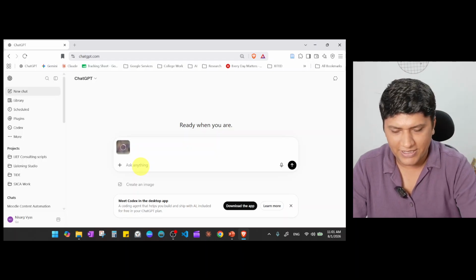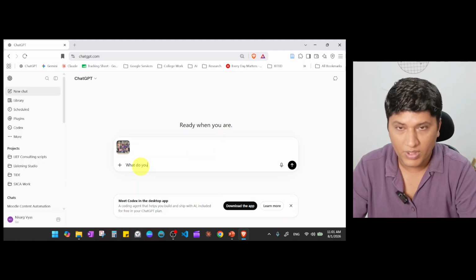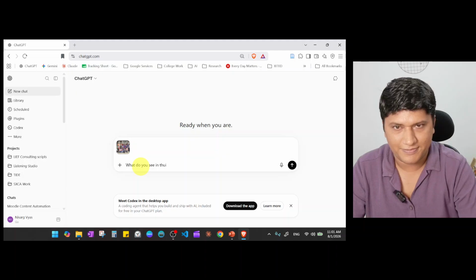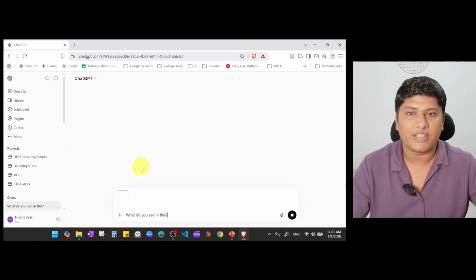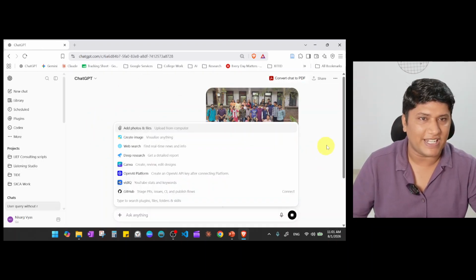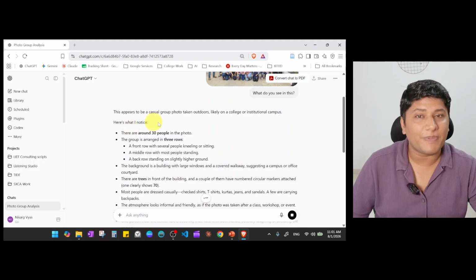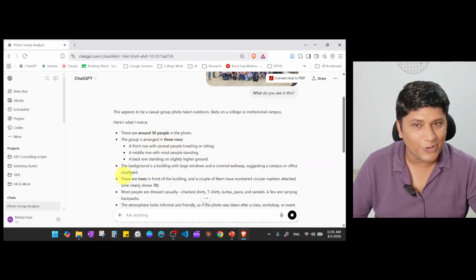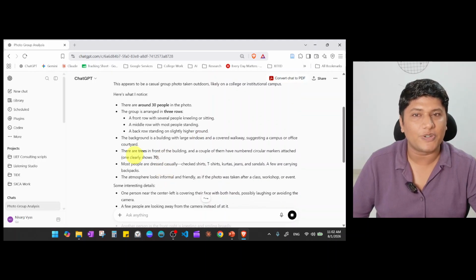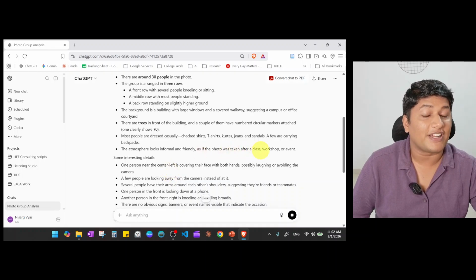Let me ask it, what do you see in this? Yeah, as soon as I press enter, it is analyzing the image. There are many people who are standing together and it is writing the explanation. Okay, there are around 30 people. The group is arranged in 3 rows. The background is a building with large windows. There are trees in front of the building. Most people are dressed casually. The atmosphere looks informal and friendly, as if the photo was taken after a class or a workshop.